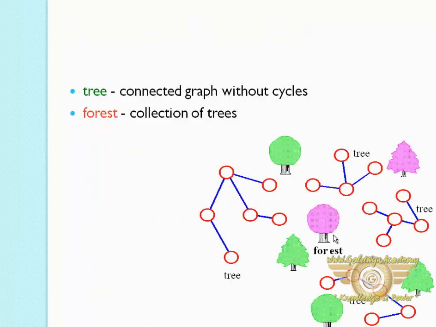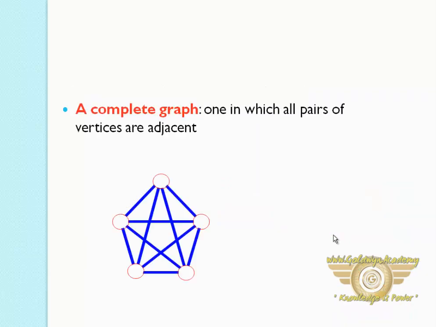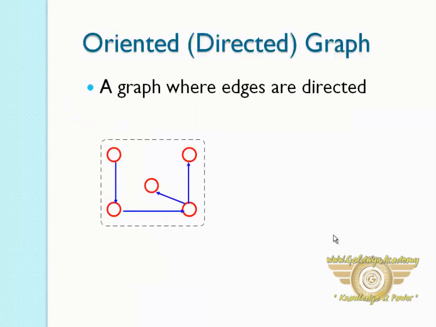Tree. A connected graph without cycles is known as a tree. A forest is a collection of trees. A complete graph. A complete graph is a graph in which all pairs of vertices are adjacent. Oriented or directed graph. A graph where edges are directed is known as an oriented graph.